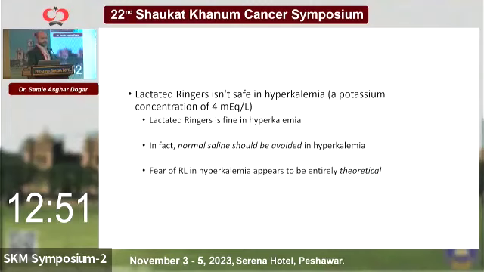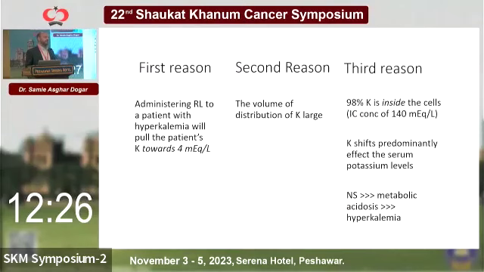Next, when we are discussing balanced crystalloid versus normal saline, the argument against ringer lactate is that it isn't safe in hyperkalemia because it has a potassium concentration of 4 mEq per liter. In fact, ringer lactate is fine in hyperkalemia. Normal saline should be avoided in hyperkalemia, and fear of ringer lactate in hyperkalemia appears to be entirely theoretical. There are 3 reasons. One is that administration of ringer lactate to a patient with hyperkalemia will pull the patient's potassium towards 4 mEq.